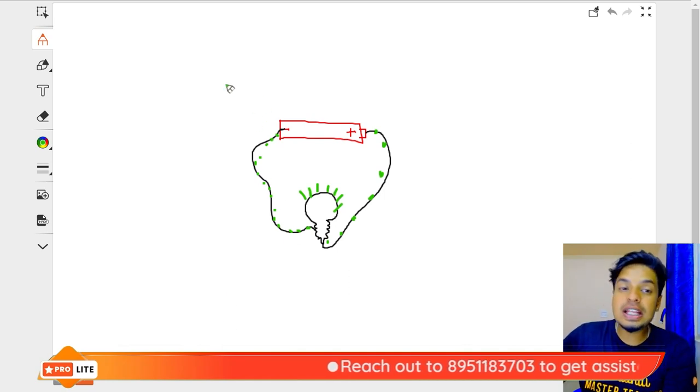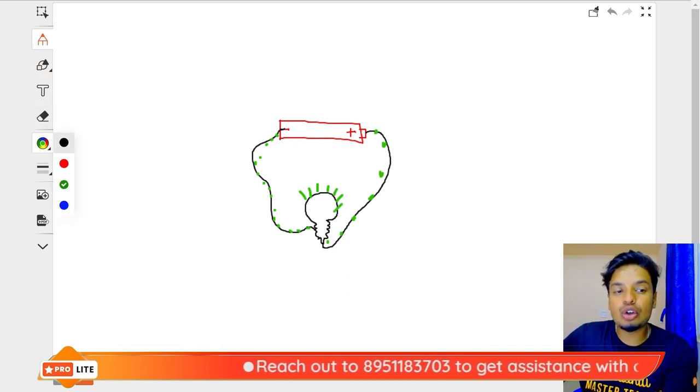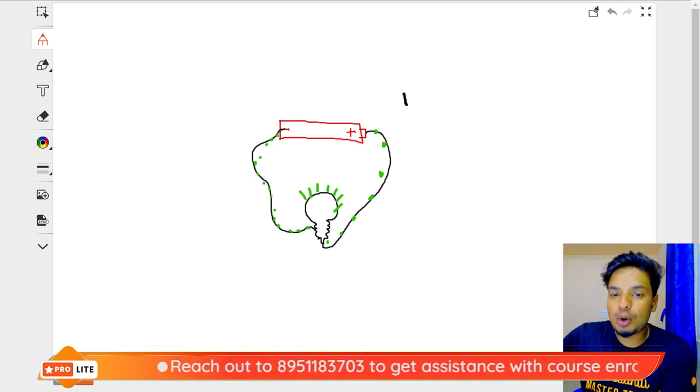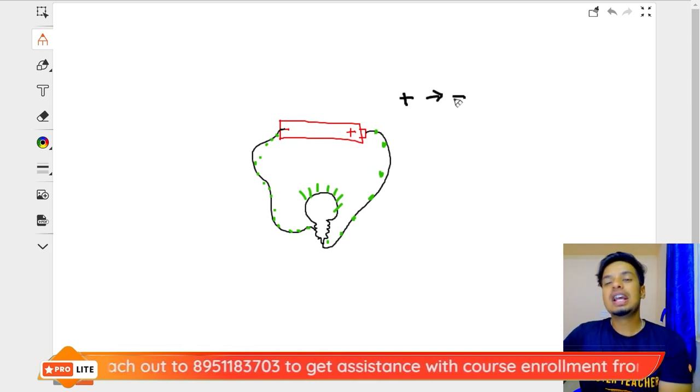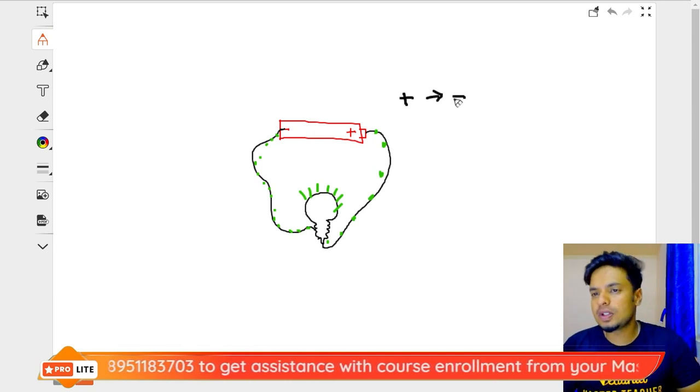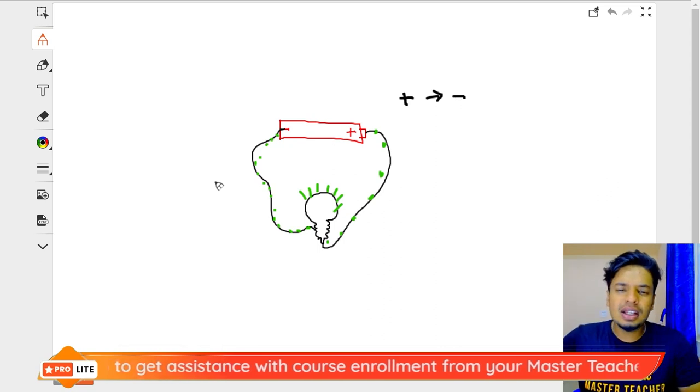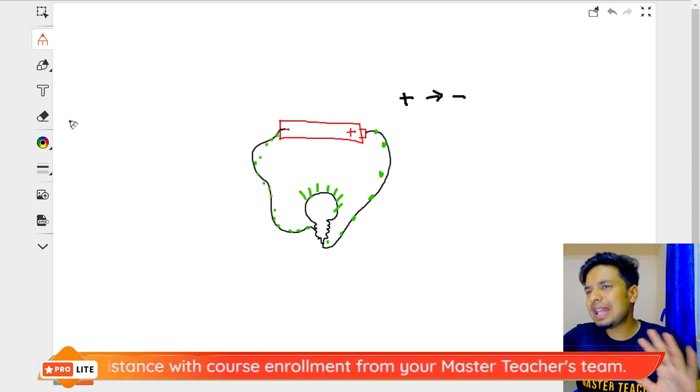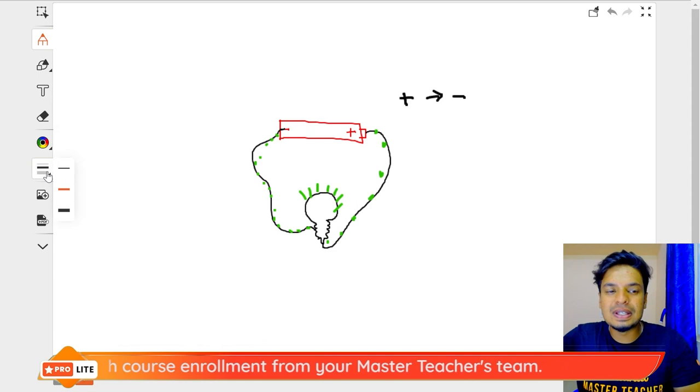And guys, we all know that electric current always flows from where? From positive to negative. That is how electric current always flows. Simple. But for a small cell and a small bulb, all of this is fine.